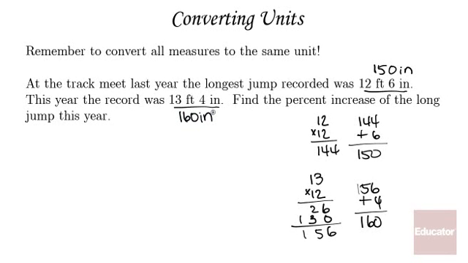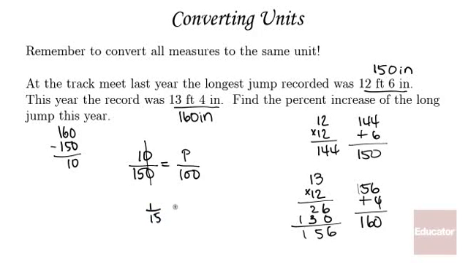So let's set up our proportion. First we're going to find the amount of change, which is 160 this year minus last year's 150. So it's 10. Over last year's amount, 150, equals the percent of change over 100. Now before I find cross products, I'm going to simplify so that the numbers are easier to work with. I can cancel out the zeros, basically dividing by 10, and now I have 1 over 15 equals P over 100. I'm going to cross multiply and get 100 equals 15P.